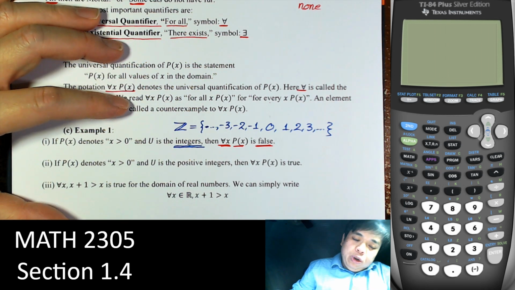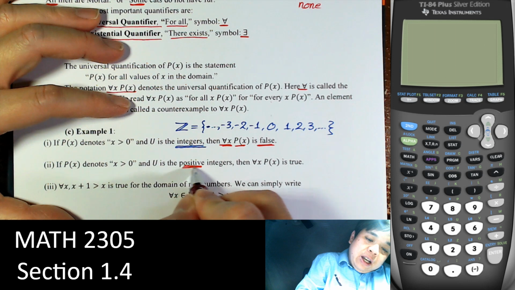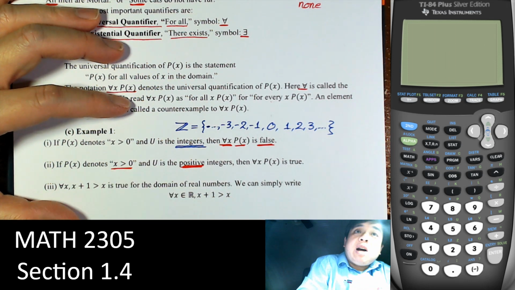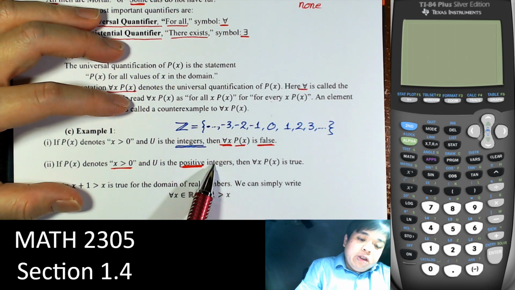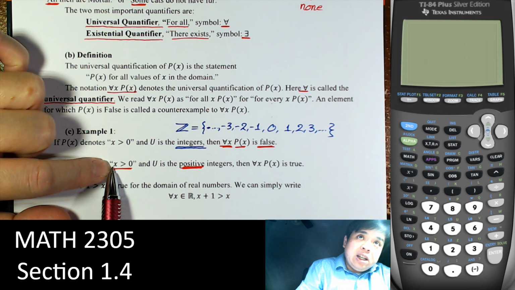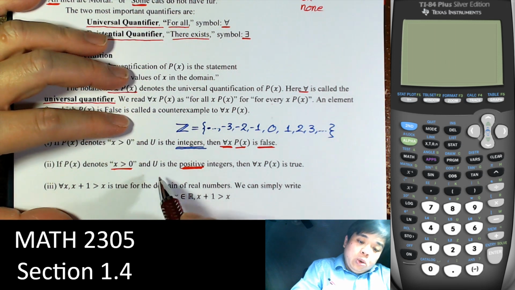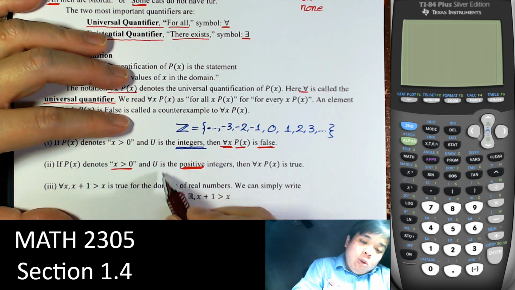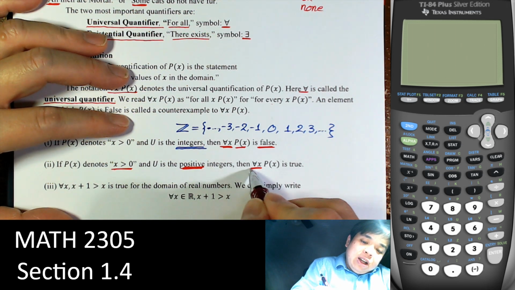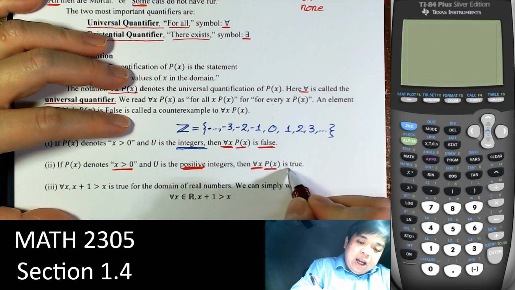Next, if we define only for positive, that works out perfectly here. So for all the positive integers, if we substitute into x here, the inequality is true. So in this context, if we talk about the positive integers, then every x is greater than 0, and this is true.